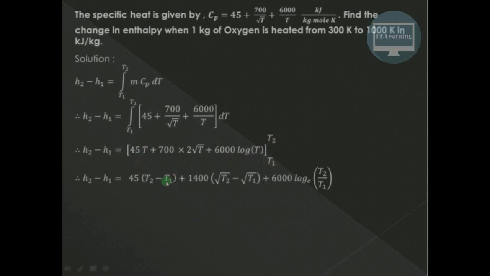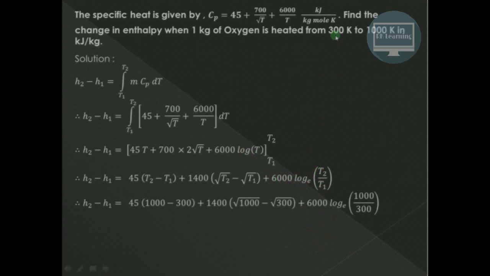So in place of T, substitute the upper limit minus the lower limit. Similarly, 700 into 2, that is 1400. In place of root T, substitute the upper limit, that is root of T2 minus root of T1 plus this 6000 as it is. In place of this T, again substitute the upper limit, that is log T2 minus log T1, and we know that log m minus log n is log m upon n, so this will be log of T2 by T1. Now substitute the values.